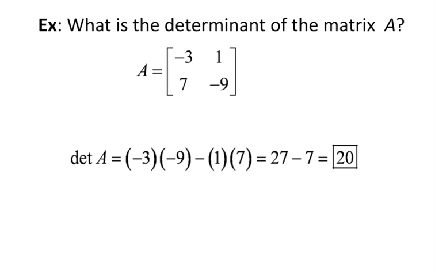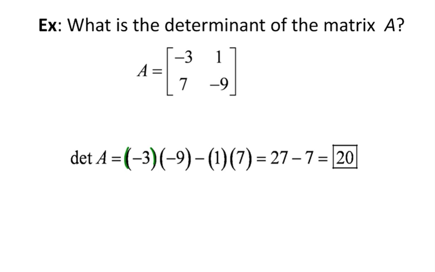All right, so here's one example. What is the determinant of the matrix A? Now I know in your packet you didn't have parentheses around these numbers over here, so make sure you add those in. So we have a negative 3, 1, 7, negative 9.